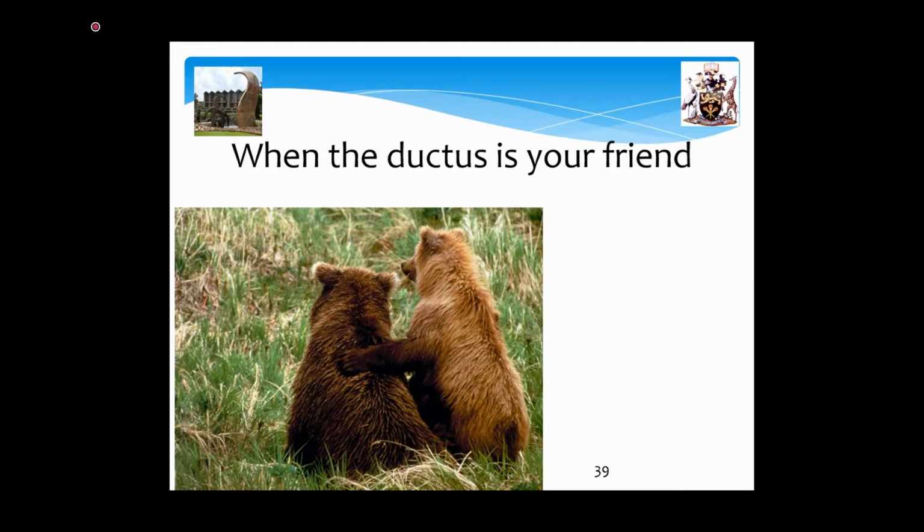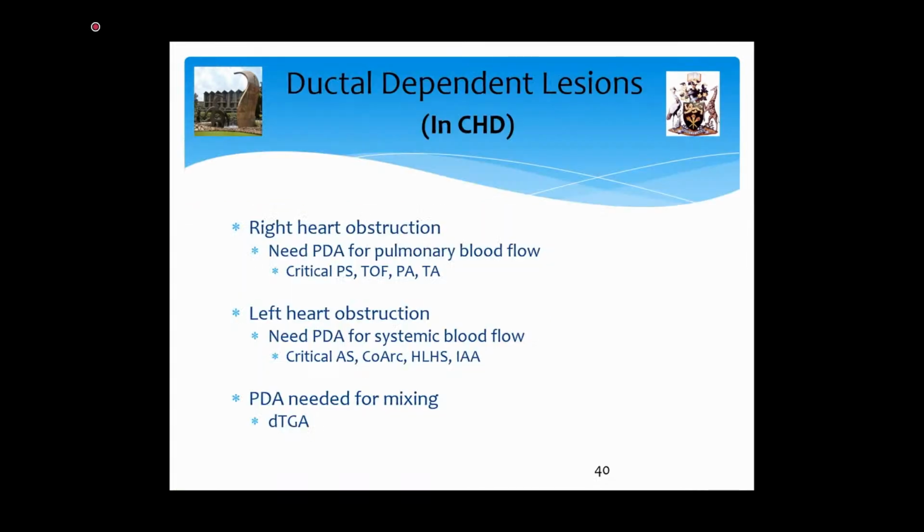Sometimes the PDA is our friend and we don't want to close it. This happens when you have duct-dependent lesions. For example, when you have complete right heart obstruction, so that there's no blood flow from the heart to the lungs, such as critical pulmonary stenosis, very severe tetralogy of Fallot, pulmonary atresia, or tricuspid atresia without a VSD. So the only way the lungs will get blood in that neonate is the PDA. These are the ones where we don't want you to close the PDA.